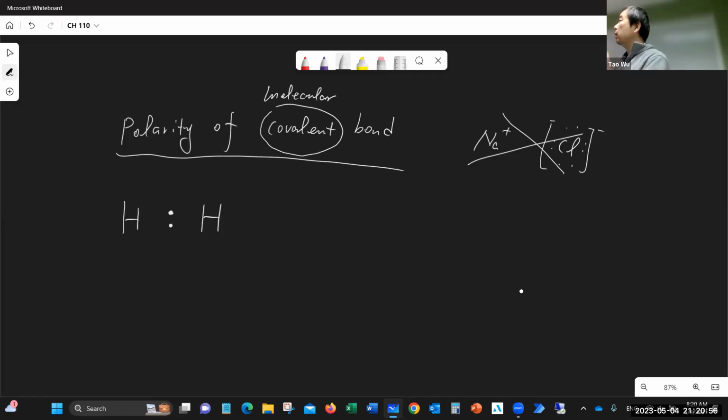So the shared electron is the same thing. This hydrogen is going to pull the electrons over there. This hydrogen is also going to pull the electrons on the other side. Since both are hydrogen atoms, they are equal, right? So the force they are pulling with is the same. That's why the two electrons are right in the middle. So in this case, those two electrons are shared equally.